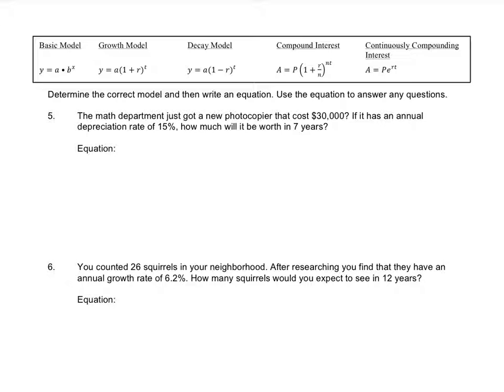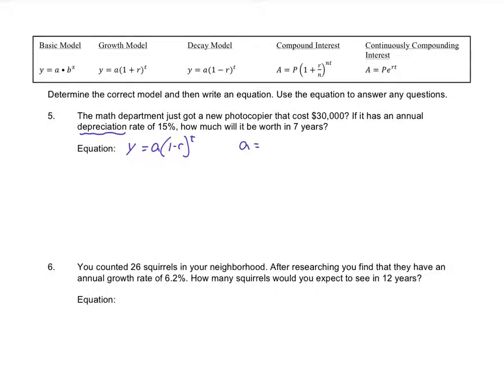Number 5, we're going to use one of our models. So we've got all of the formulas up here. Math department got a new photocopier. It is depreciating. So we're going to use decay. Y equals A times 1 minus R to the t power.